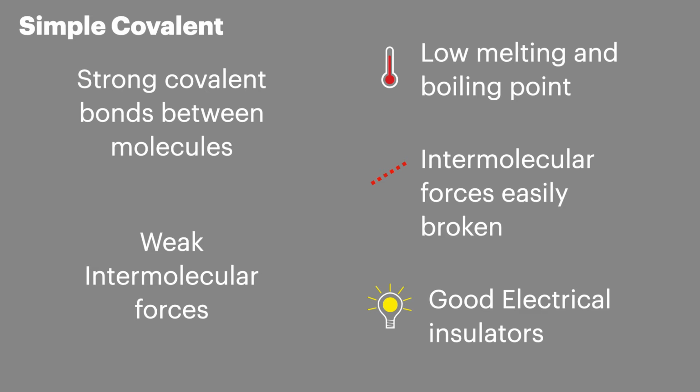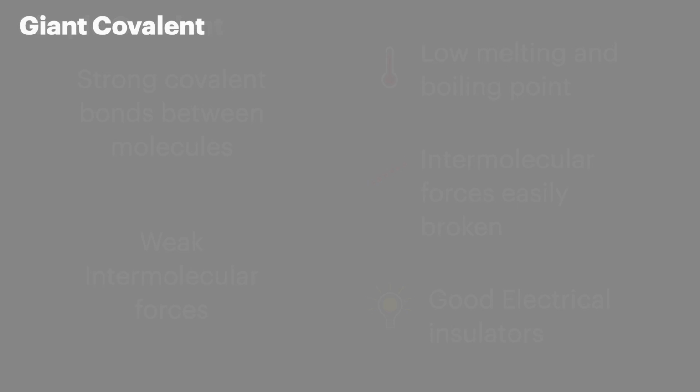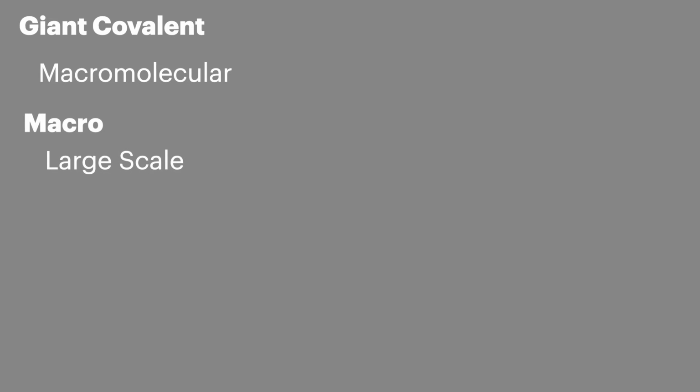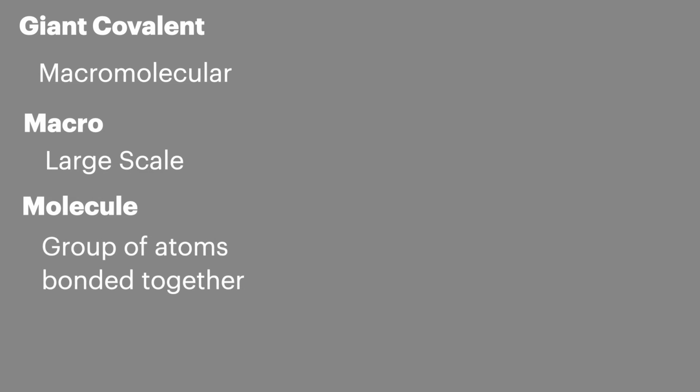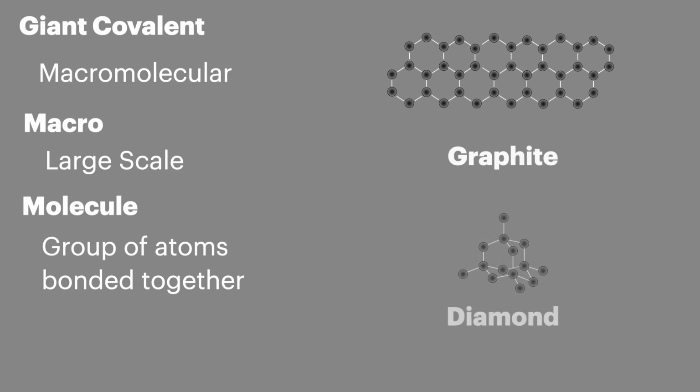The other type of molecule that we're going to look at is giant covalent or macromolecular. Macro means large in scale, where a molecule is a group of atoms bonded together. Two macromolecular structures that we're interested in are diamond and graphite.